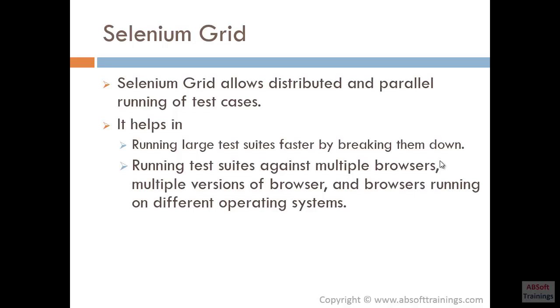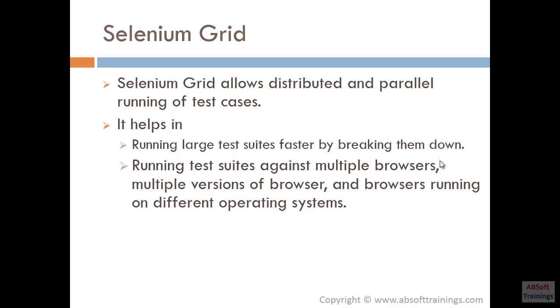Let's say you have a really large test suite. Let's say you have 1000 test cases. You can break those test cases into 300, 300 and 400. Then you can execute those on 3 machines. It is going to be very fast. That is one scenario, breaking down the large test suite.